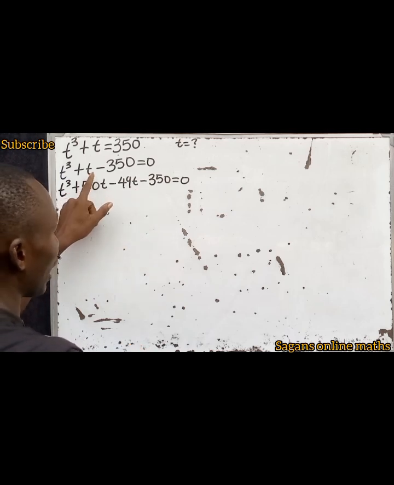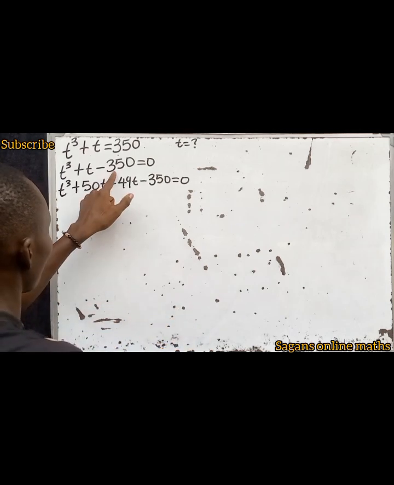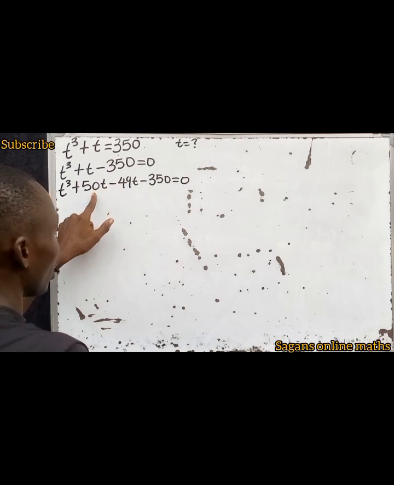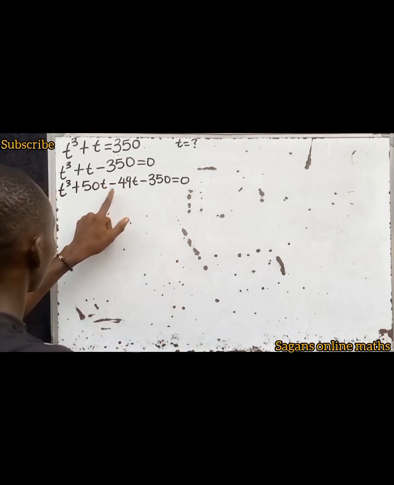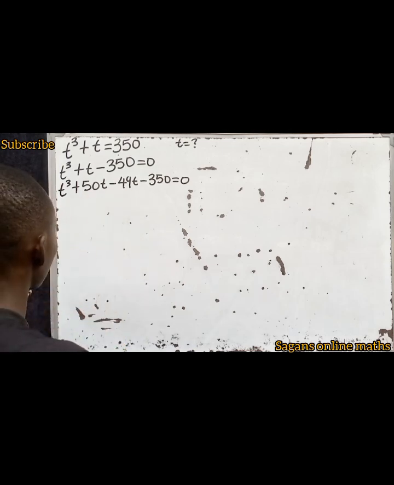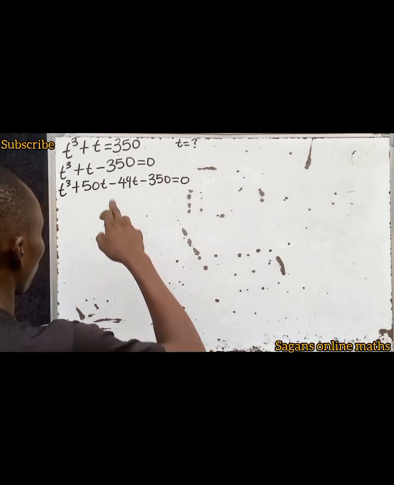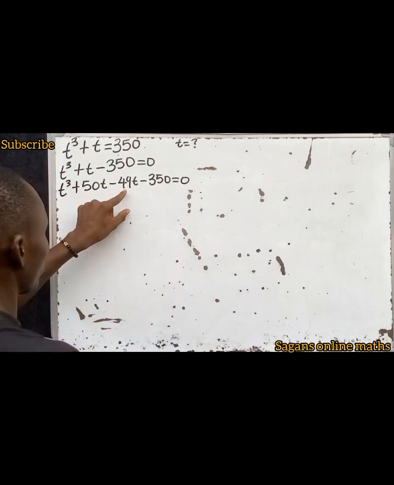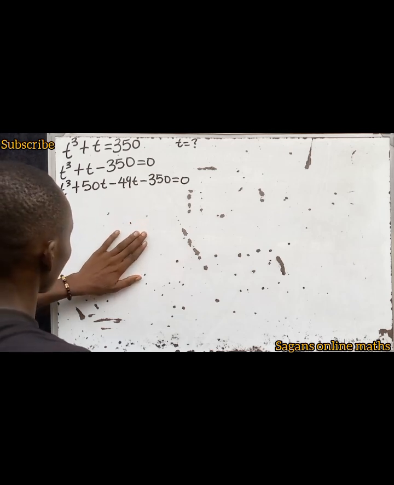I know you'll be wondering how, sir. We know that there are many factors of 350. Why are we intending to use 50? The reason why I'm intending to use 50 is because 49 is a perfect square. So 50 minus 49 will give us 1. And since the coefficient of t here is 1, we are good to go. There are other factors of 350, but the reason why I'm choosing 50 is because 50 minus 49 will give us 1. This is pocket genius, my brothers and sisters.